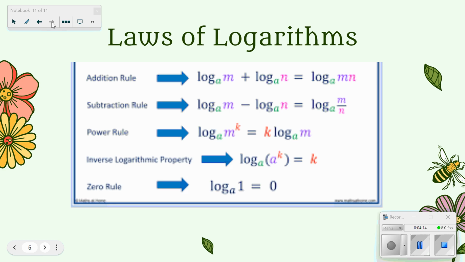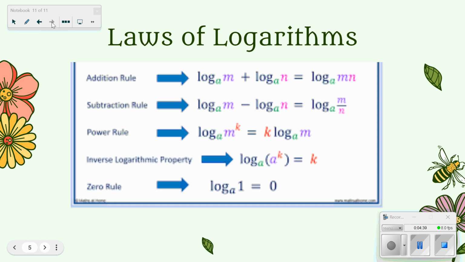So we have lots of rules with our logarithms. And let's start to kind of see how they are connected. So here's my addition rule. I have log base A of m plus log base A of n, meaning my bases are the same. If I have two things added together, I can bring them together through multiplication.